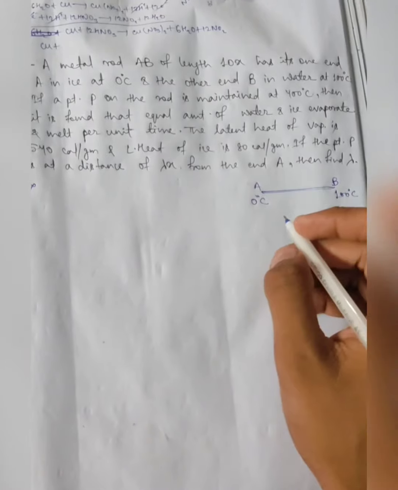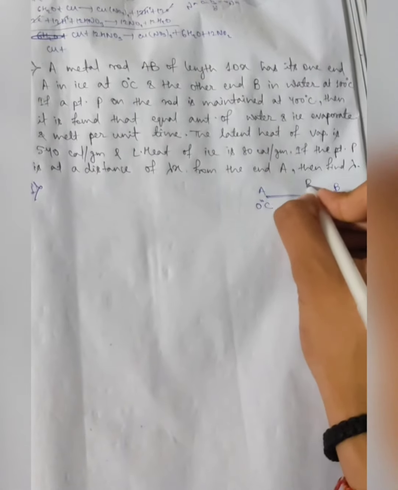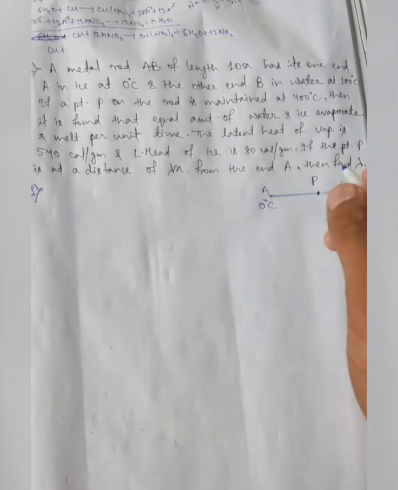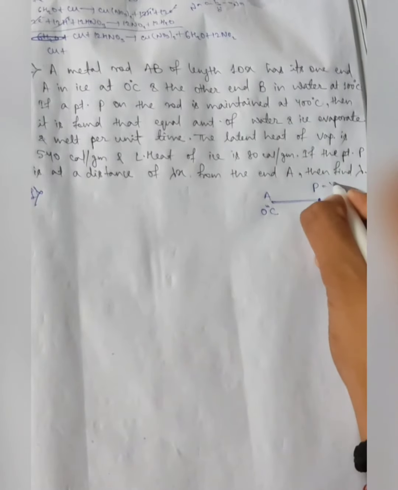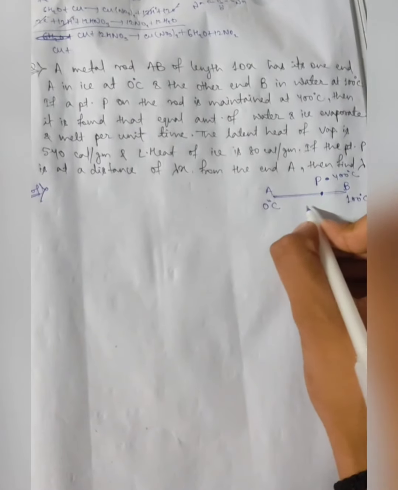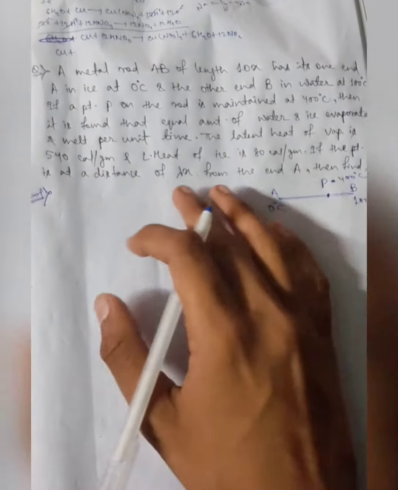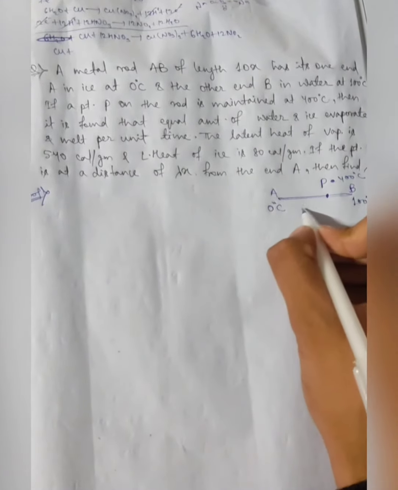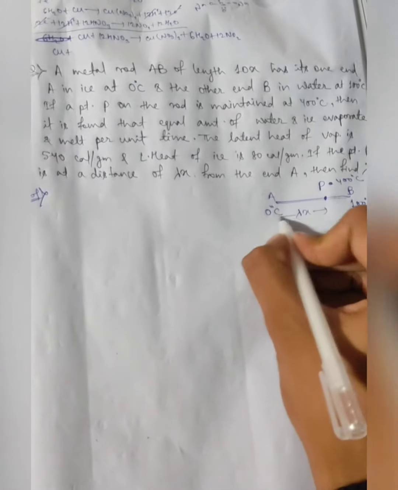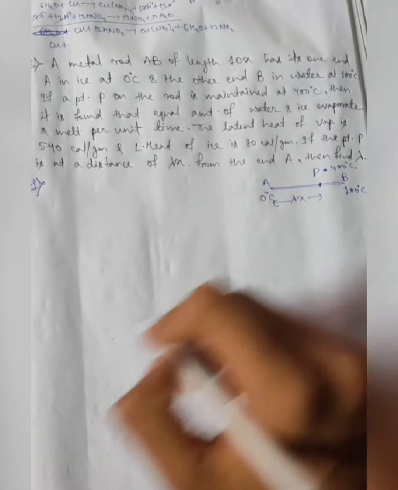Okay, so we can consider a point P. The temperature of point P is 400 degrees centigrade, and point P is at a distance of lambda x from the end A. Okay, the distance of point P from the end A is given as lambda x.